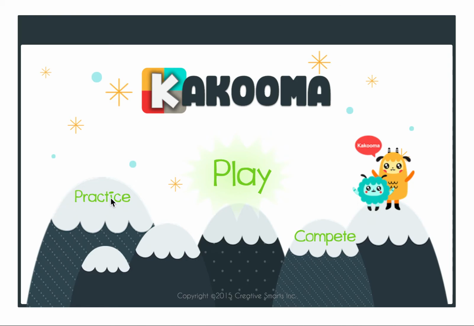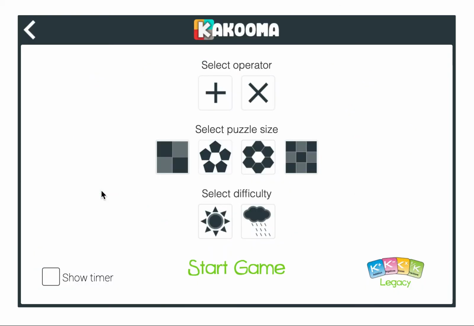Alright, so I'm going to go to the practice button so that I can practice. The first thing it says is select operator, as in which operation do we want to do? You have two options: addition and multiplication. I'm going to go into multiplication. Then it says select puzzle size. You have an option of 4 numbers, 5 numbers, 6 numbers, or 9 numbers. All right, and we'll talk about what that means in a minute.